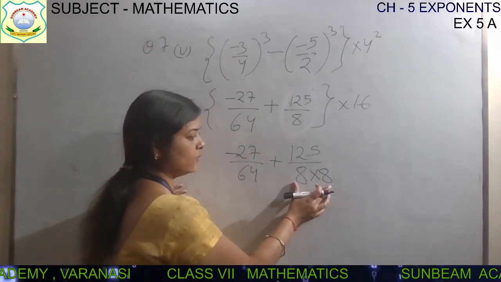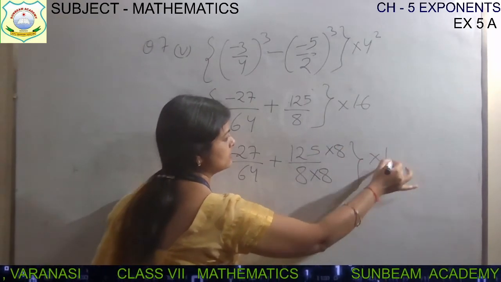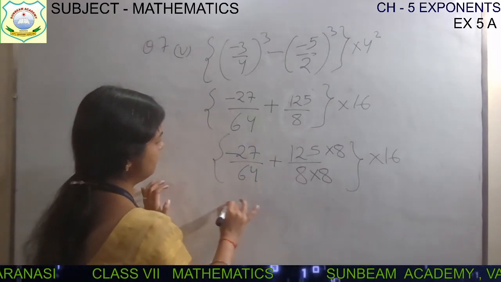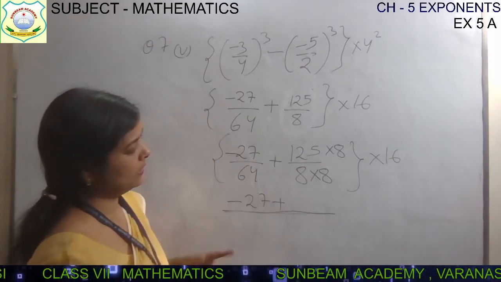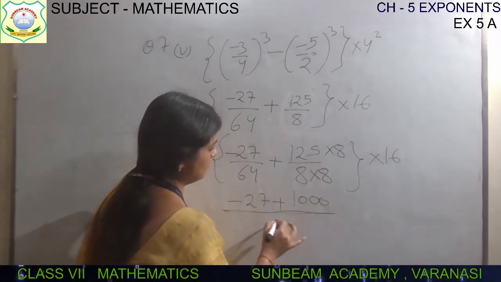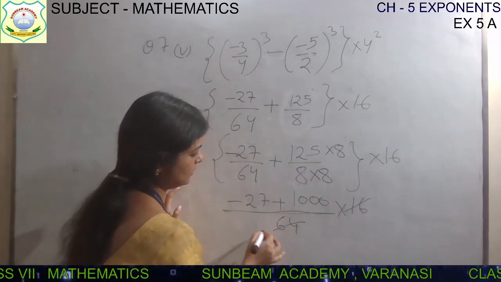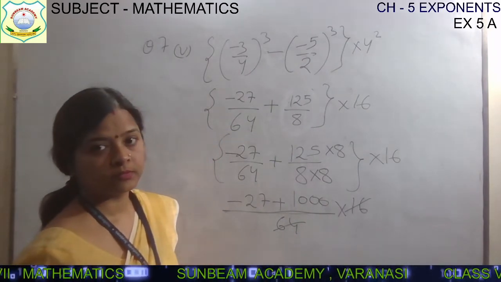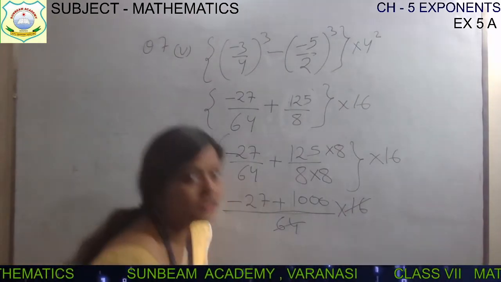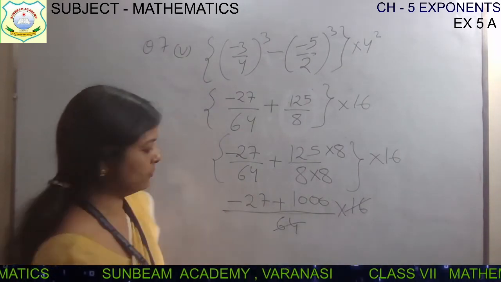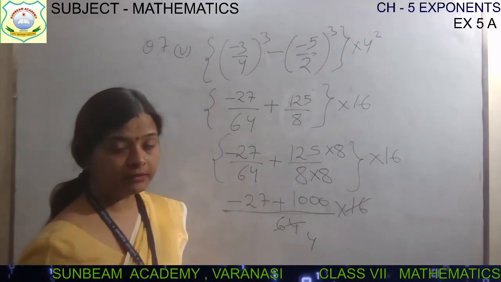So to make them equal, I have multiplied 8 here. So same number you will multiply in numerator and then into 16. So this will be minus 27 plus 125 into 8, it's 1000. 1000 by 64 and now it is 16. So this 16 will cut down. 16 will cut with what? Come on. No, 16 4s are 64. Okay. And 1000 minus 27, whatever the answer will come, that divided by 4.